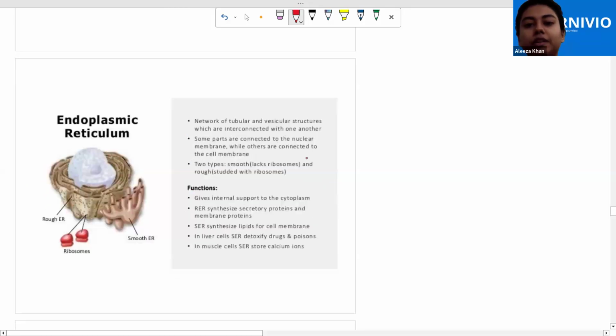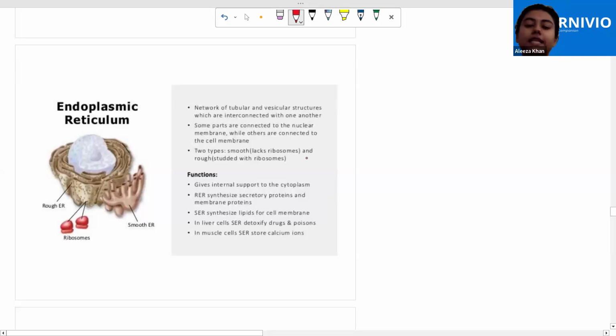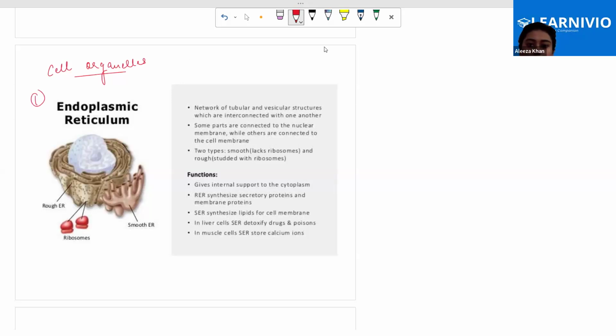Now let's come on to the cell organelles. This is the first cell organelle, that is the endoplasmic reticulum. This endoplasmic reticulum has two types: rough endoplasmic reticulum and smooth endoplasmic reticulum. Rough, why? Because of the presence of ribosomes attached to its surface, whereas smooth does not have ribosomes attached to its surface. The presence of ribosomes makes the surface rough. That's why we call them rough endoplasmic reticulum and smooth endoplasmic reticulum.